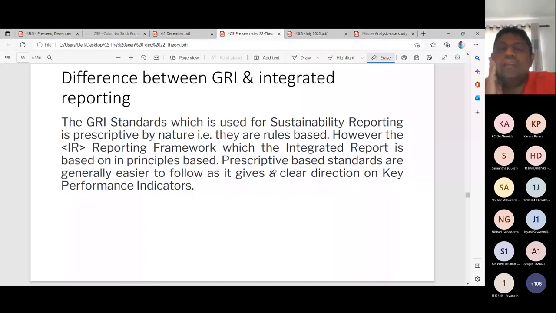Is this a mandatory requirement of any rules and regulations? Not mandatory, right? So you can decide that one. Even in Sri Lanka, we still have not developed any mandatory requirement, still, in the global context. So you can use this on a voluntary basis. That will help to improve the transparency of your reporting.